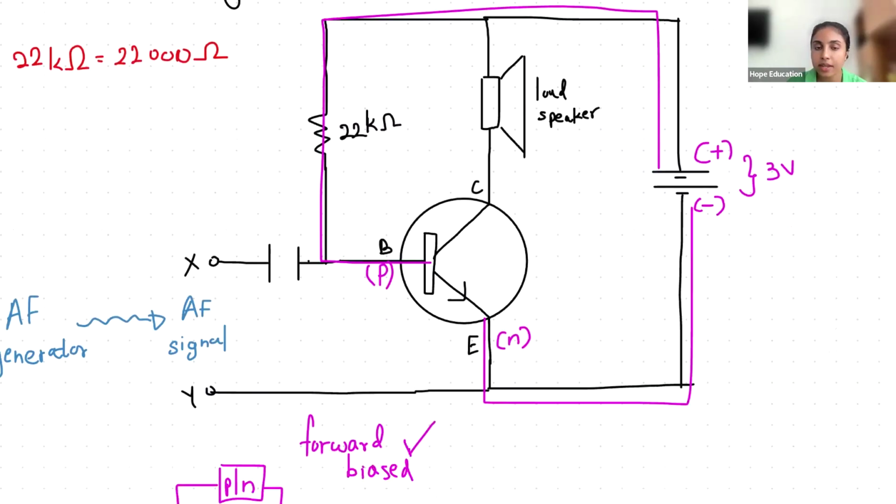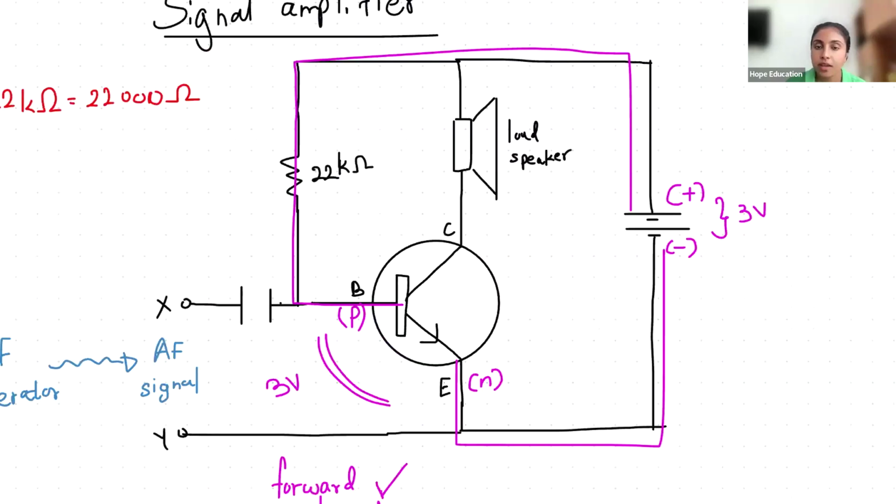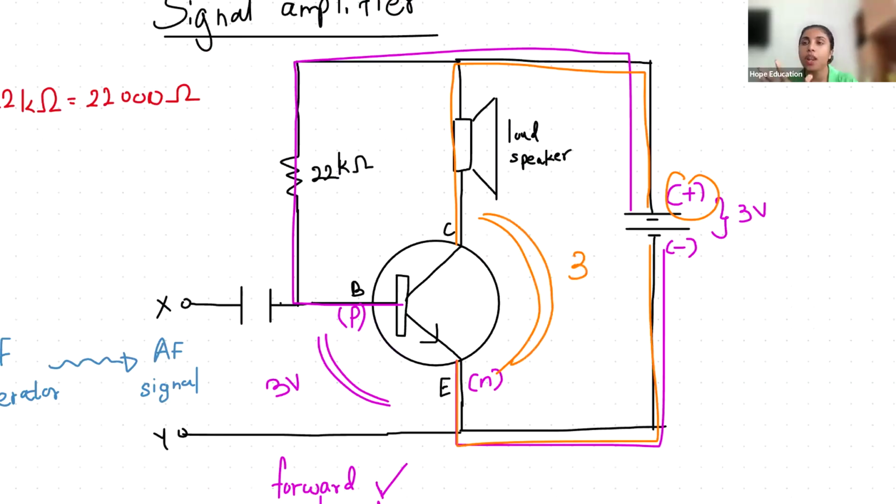So the voltage between the base and the emitter is 3 volts. Why? Because base is connected to this dry cell, emitter is also connected to this set of dry cells. Right? Now I will use a different color. Collector is also connected to this positive terminal. Again, emitter is connected to this negative terminal. Between emitter and collector it is 3 volts, right? Do you all understand that?